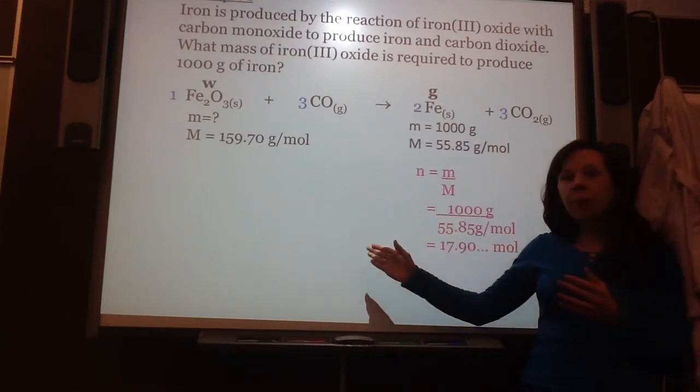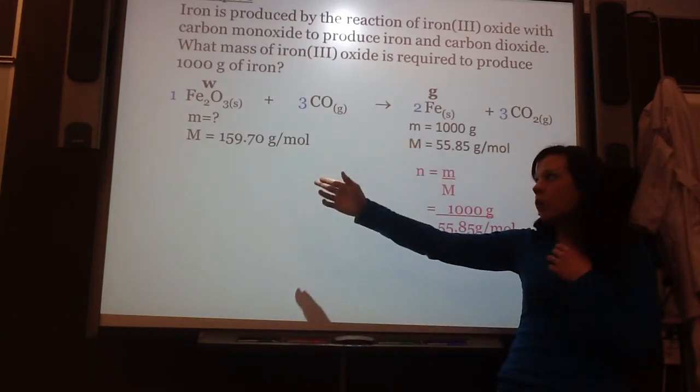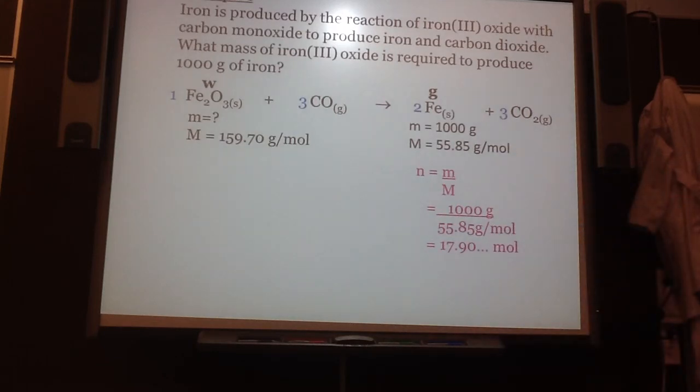So now we do a comparison, and then we can find our moles of our wanted, and then find our mass. So our comparison is taking our given moles multiplied by wanted over given mole ratios, or mole coefficients. So our moles of our wanted is 8.95, etc. moles.